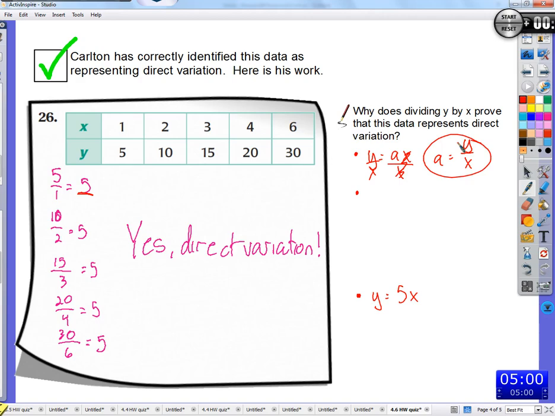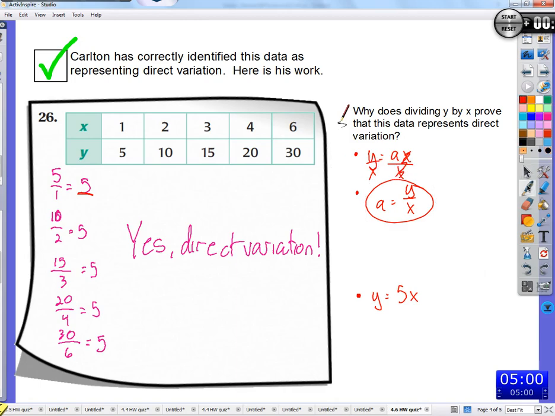So that's what he's doing over here. He's taking y and dividing by x. If it is direct variation, then he should get the same number every time, right? So y divided by x is 5, y divided by x is 5, y divided by x is 5. It must be that this number times 5 gives you this number. x times 5 gives you 20. x times 5 gives you 30. So it does work. And that's the secret. That's what Carlton did.